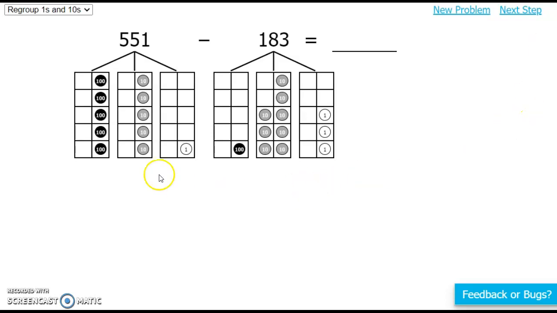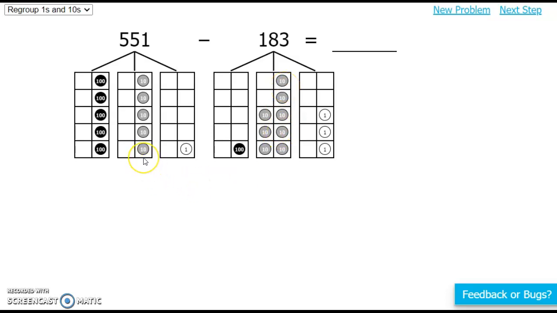Our operation is to subtract. So these models show us the number in a visual form. I have 5 100 discs, 50 10 discs, and 1 single disc. I'm going to take away what's represented here. So when we did this on paper, we went through and we crossed off what we were subtracting so we could see what we still had left. So I'm going to take away 100 disc, and then I'm going to take away 8 10 discs.